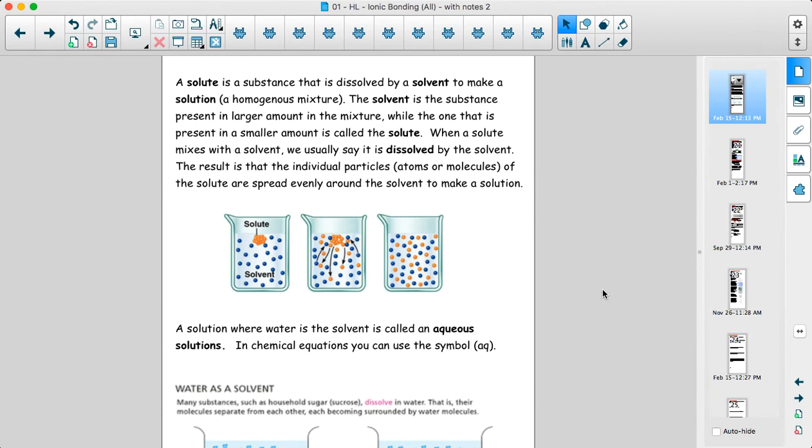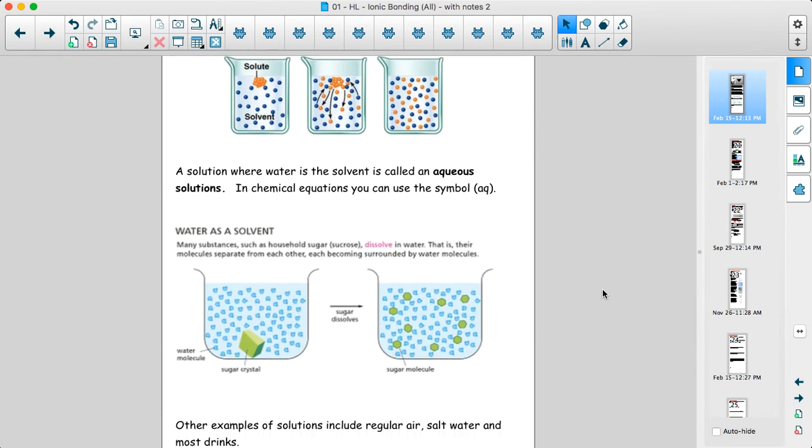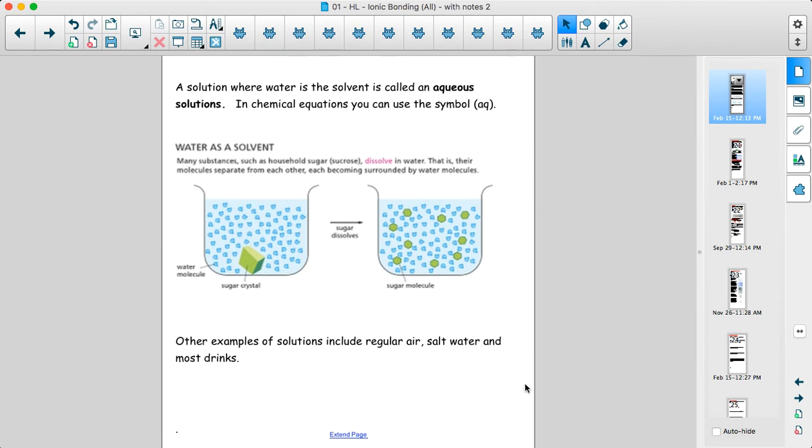Our most common type of solution that we're going to look at are aqueous solutions. That means that water is the solvent, but there are lots of different kinds of solutions that maybe you wouldn't even think of as solutions. Like regular air all around us is technically a solution. You'd probably say that nitrogen is the solvent because it makes up about 78% of the atmosphere. And some of the solutes are oxygen and carbon dioxide and whatever other gases are floating around us.